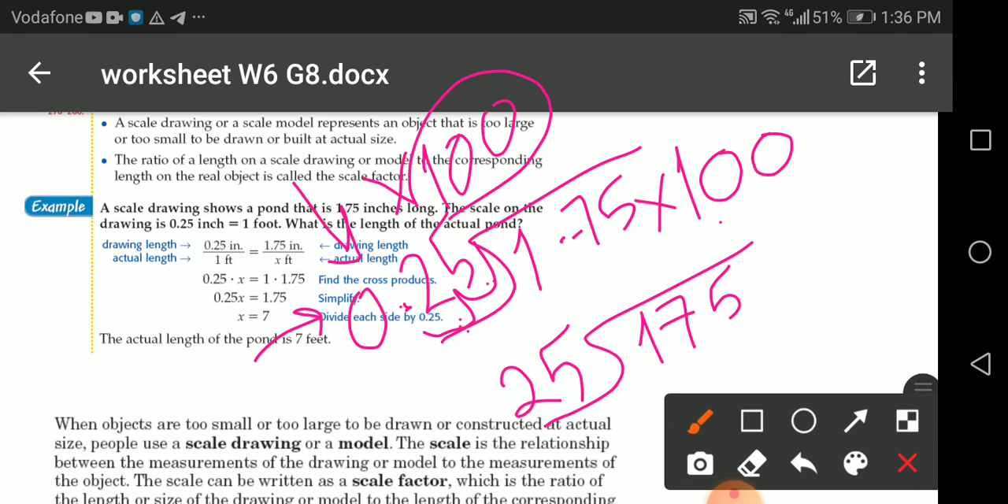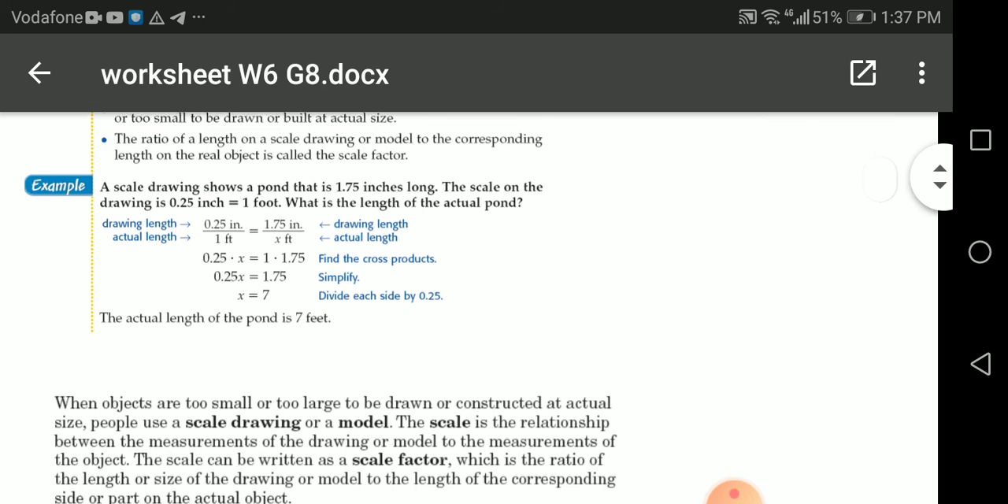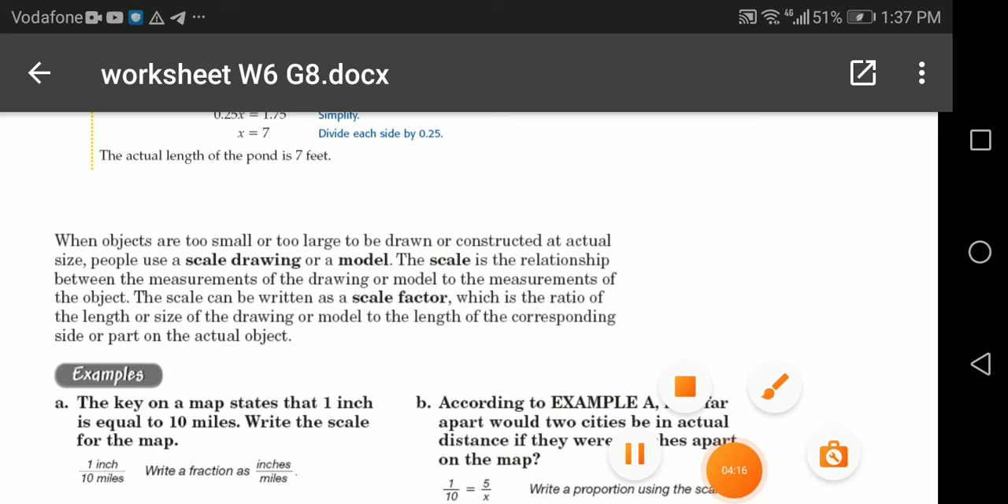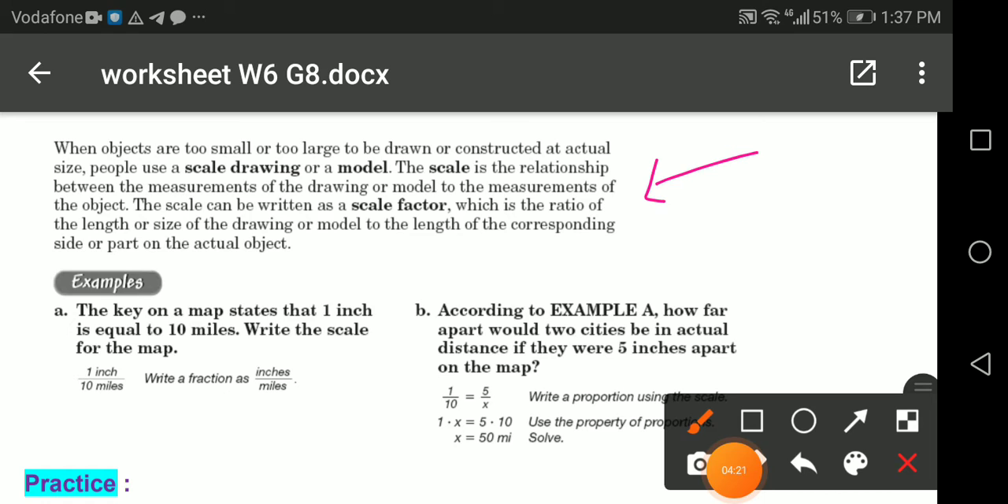It's easy now? If we take 175 divided by 25, we can try 25 multiplied by 5 and then 25 multiplied by 6, then 7. Then the answer will be 7 after trying. So x, which is the length, will be 7 feet. My dear students, remember that when objects are too small or too large, we can't construct them at actual size. People use a scale drawing or a model.